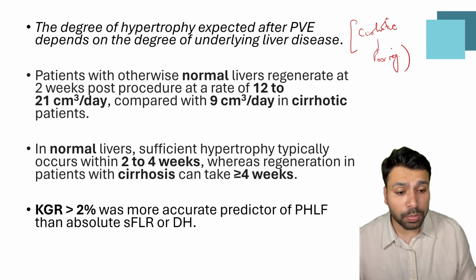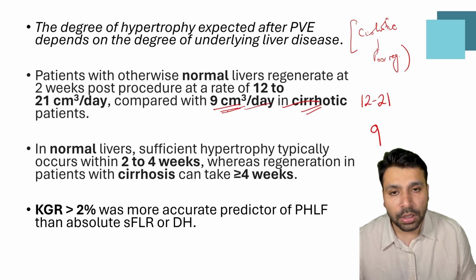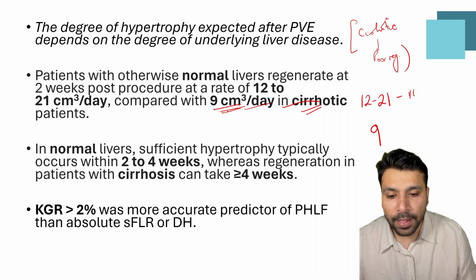This is the change per day change. So at around 2 or 3 weeks, you can see such a large difference in both of these. This is almost half. The average comes here around 16 or 17 or 18. This is almost half. So cirrhotics regenerate very little after portal vein embolization.